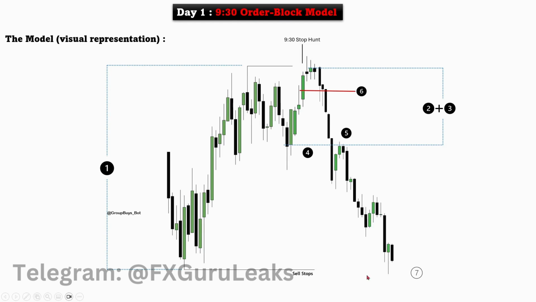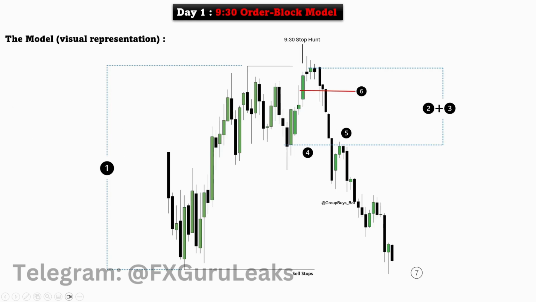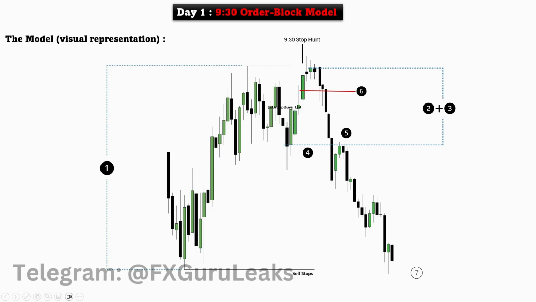Now this is our visual representation of the 9:30 model. Very easy. One, you have numbers here. You can see 1, 2, 3, 4, 5, 6, 7. We have 7 points, and these 7 points are from the rules in our previous slide. So now let's take a look at what we have to do. First we'll have to find out where the strong targets are, where buy stops and sell stops are prior to 9:30. This is our number 1 point. Prior to 9:30, you identify where the strong liquidities are. So you can see that this is our 9:30 Judas, right? And this is our 9:30 stop hunt.